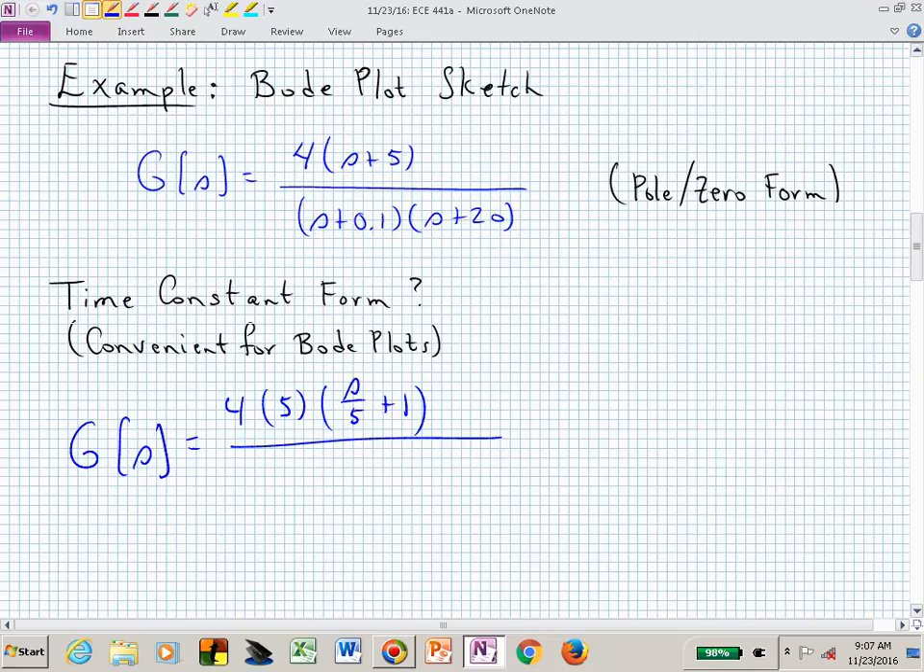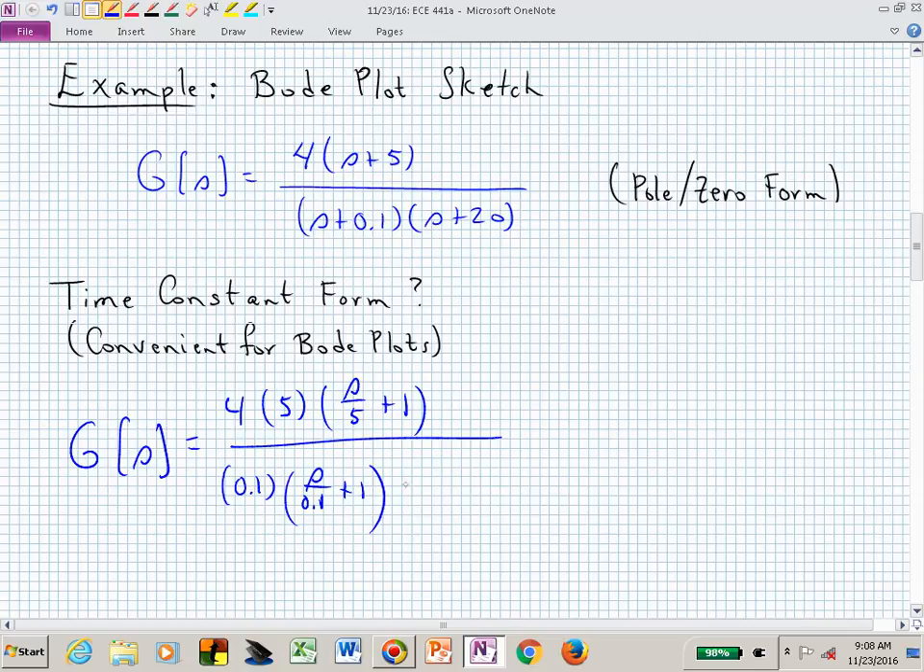We can do the same for the other two pole factors. If we factor out the first pole factor, we had a pole at minus 0.1. That's pretty close to the origin. What's its time constant? It's now some tau times S. And the tau is 1 over 0.1, or 1 over 1 over 10, or it's 10 seconds. So you have a 10-second time constant associated with that pole at minus 0.1.